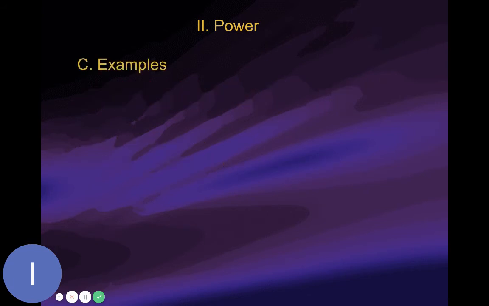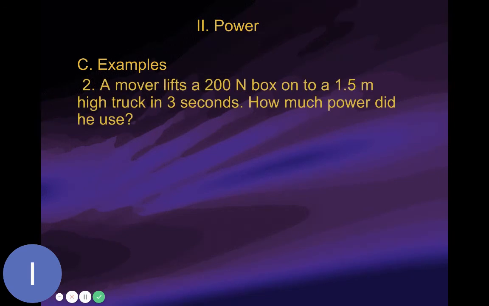Here's another example. This is going to be a two-step process because it gives you a force, it gives you a distance, and it gives you a time. It says a mover lifts a 200 Newton box, so that's your force, onto a 1.5 meter high truck. So he's lifting it up onto the truck, and it takes him 3 seconds to do that.